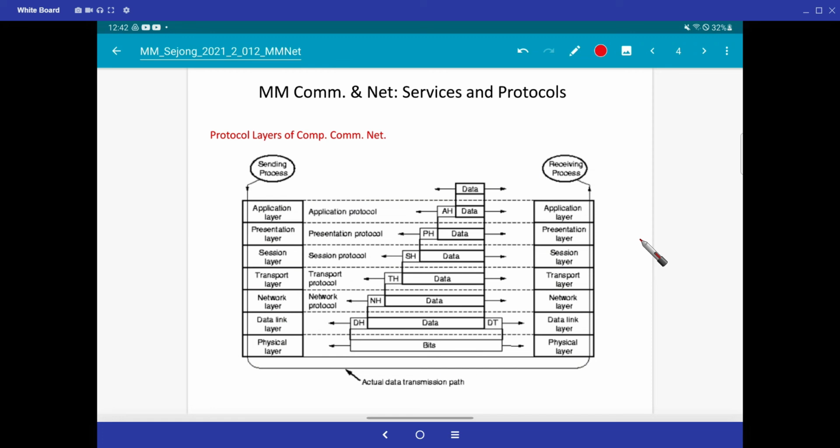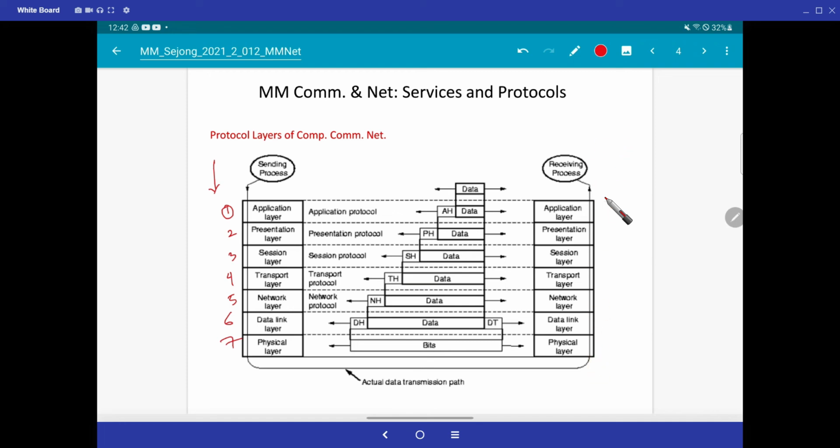Now think, when this information is going down from the sender to the receiver, definitely if you think in this way, this is layer 1, layer 2, layer 3, layer 4, layer 5, layer 6, layer 7. Now if you think in this way from the receiving side, definitely this is layer 1, 2, 3, 4, 5, 6, 7. So now you remember that.